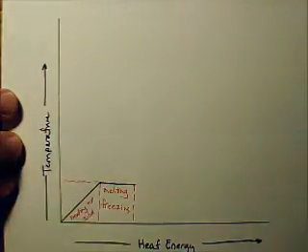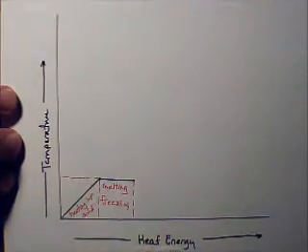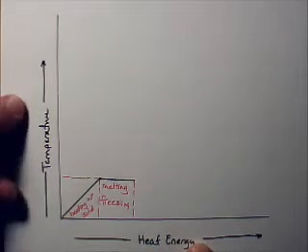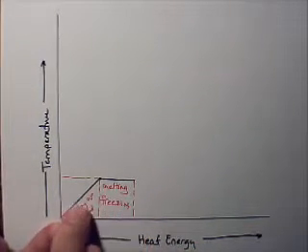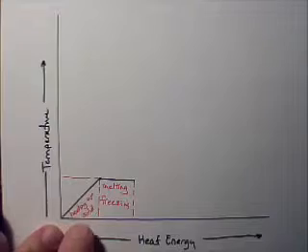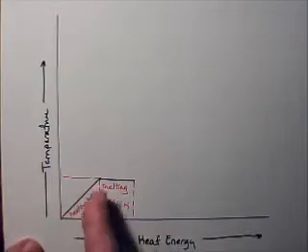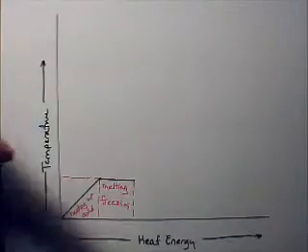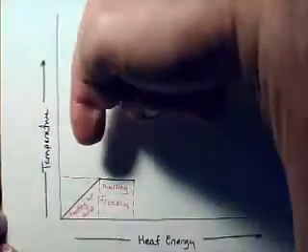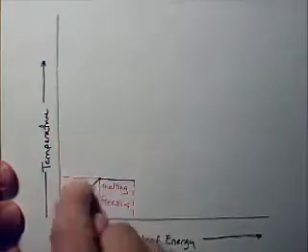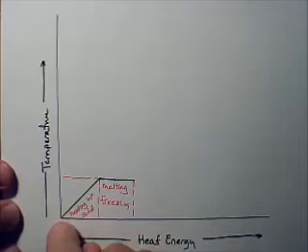Alright, so this is our heating curve. We're heating up a substance, adding energy to it, looking at the temperature, and comparing what happens to the physical states during that process. If we're in a solid state, well below its melting temperature, then we can heat up the solid.